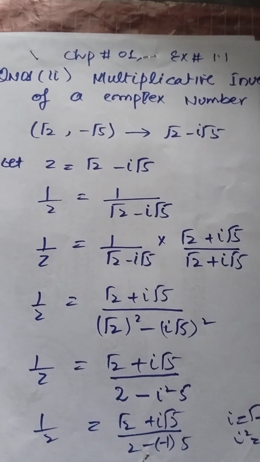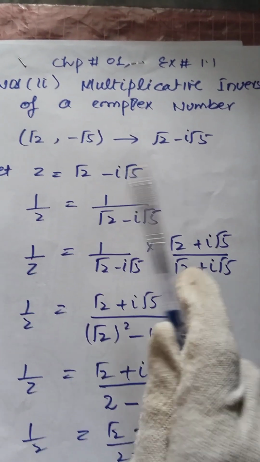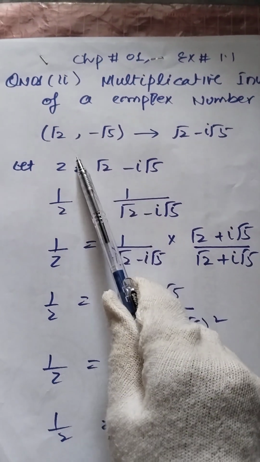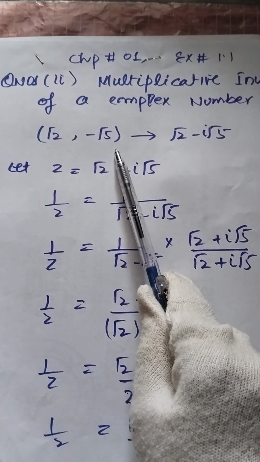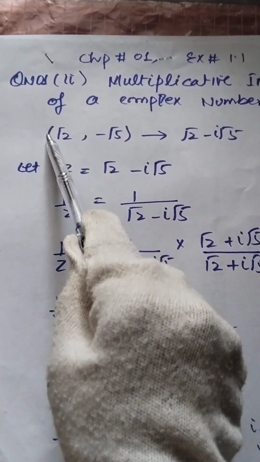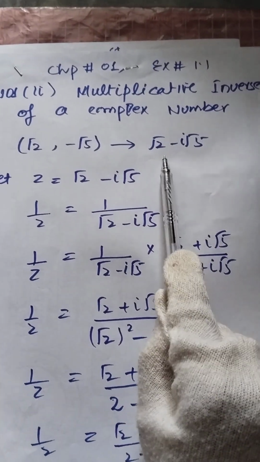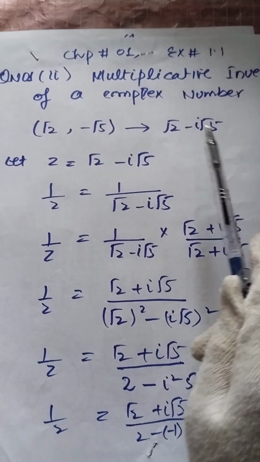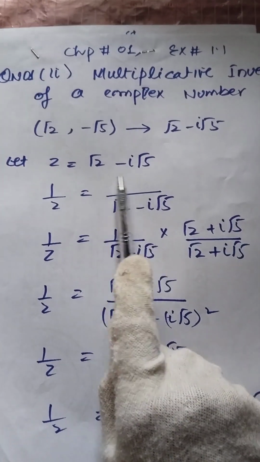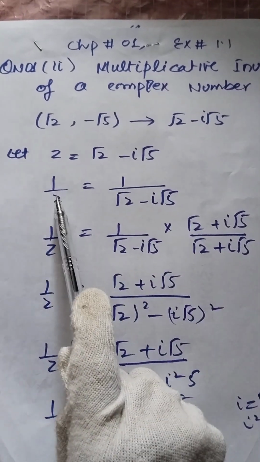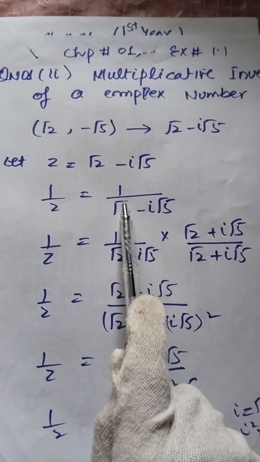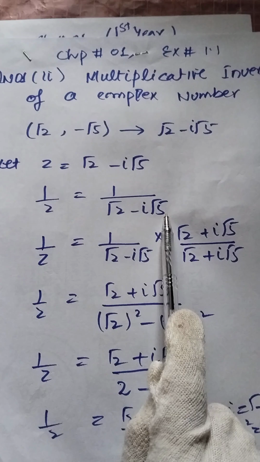Exercise 1.1 question number 1 part 2: multiplicative inverse of a complex number under root 2 comma minus under root 5. This is the ordered pair representation of a complex number. We can also write it in the form under root 2 minus iota under root 5. Let Z is equal to under root 2 minus iota under root 5 and 1 over Z is equal to 1 upon under root 2 minus iota under root 5.